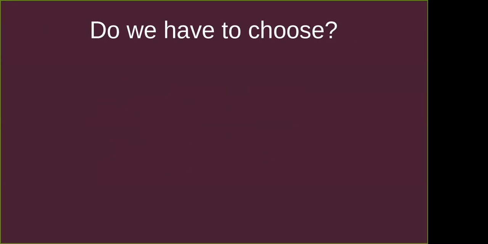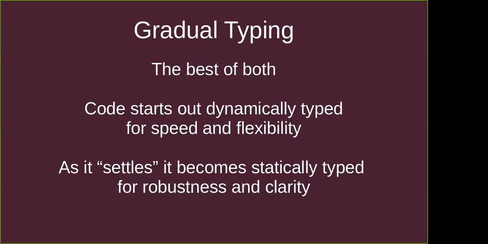And so at this point in history, you wonder, well, do we have to choose? Is there a way we can have the benefits of both of these things and have our cake and eat it too? And there is a way to go about this that tries to do that, to leverage the advantages of both, and that's this approach called gradual typing.